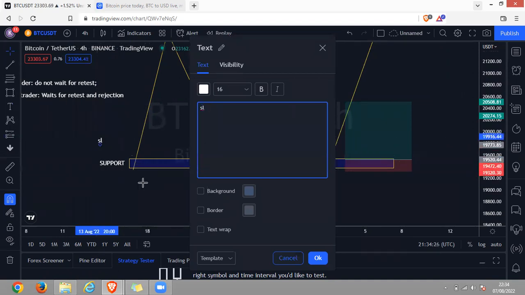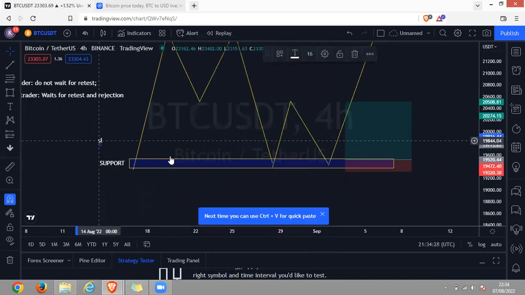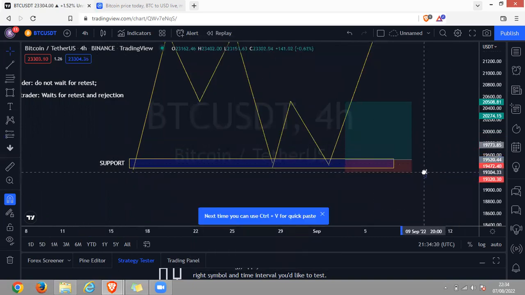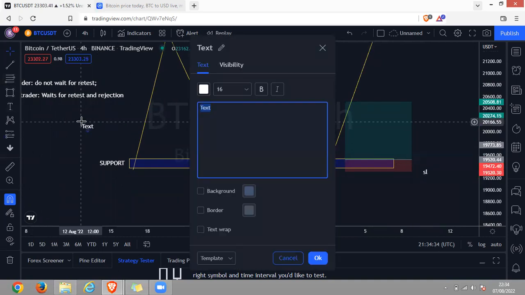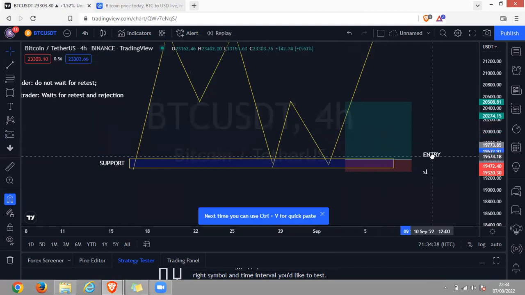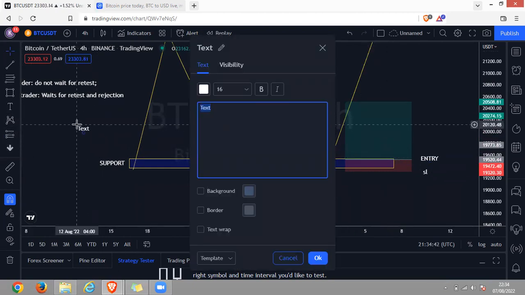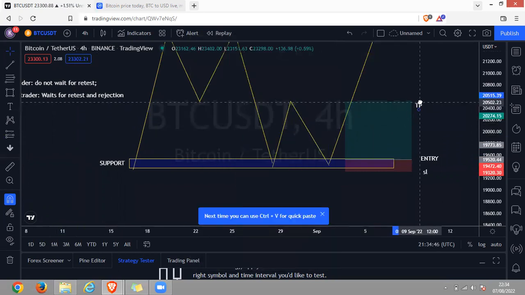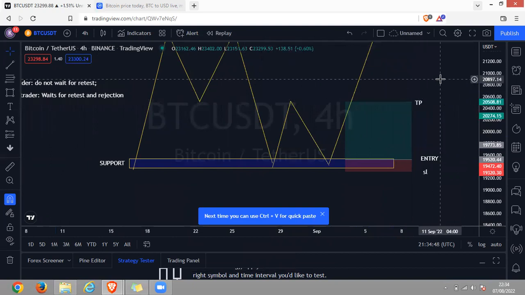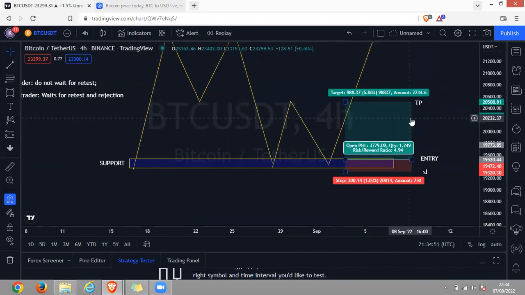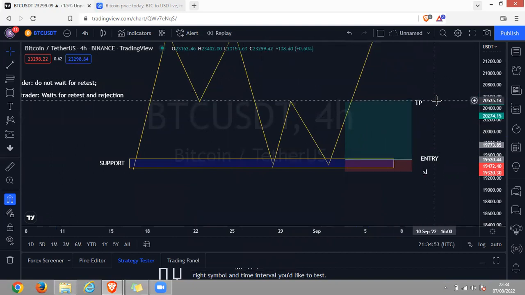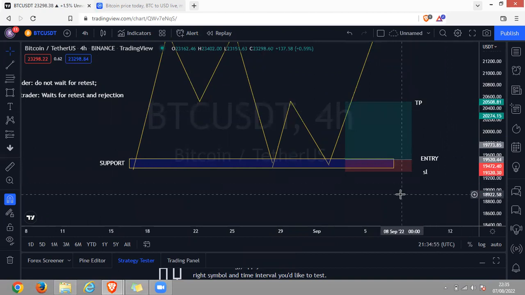Trying to make this video as short as I can. This becomes our SL. Why? This is our entry. Then this is our TP. It's a take profit. It's a very, very good ratio. Very good, 1:5. It's a good one. This is it.